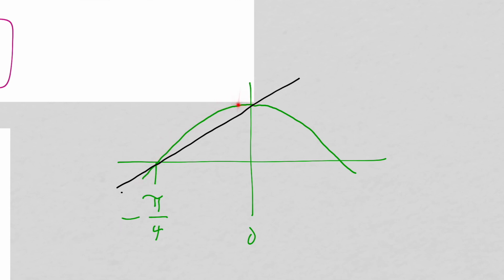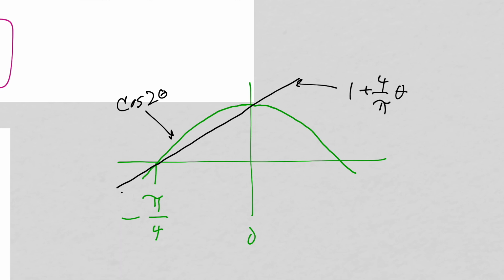If this is cosine of 2 theta, see, minus pi over 4 times 2 is minus pi over 2. Cosine of that is 0. Cosine of 2 times 0 is 1, so that's the cosine. And this line here is given by 1 plus 4 over pi theta. Let's see, what's the slope of that? Yeah, 1 plus 4 over pi theta. So the line is 1 plus 4 over pi theta. This guy here is cosine of 2 theta. And clearly, the line is always less than the cosine, right?